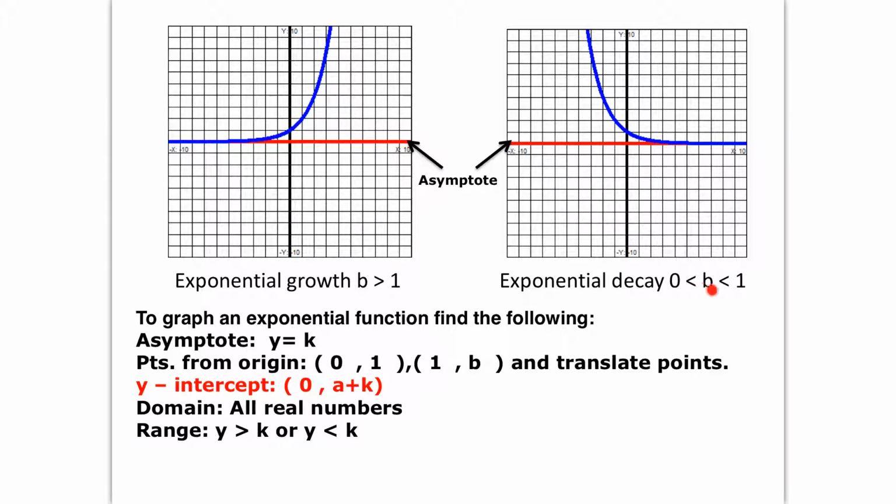If you have the base between 0 and 1, so that means less than 1 but more than 0, that means it's exponential decay. Decay means decreasing. So if you start the graph from the left side, it's going down, it's decreasing. So you have exponential decay.